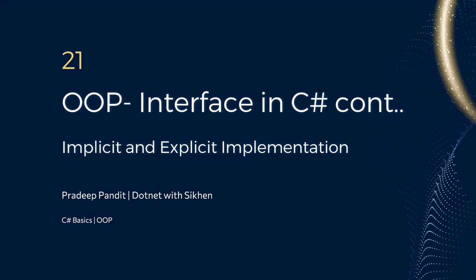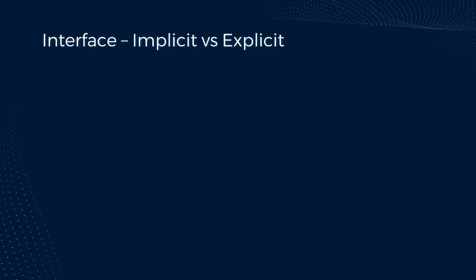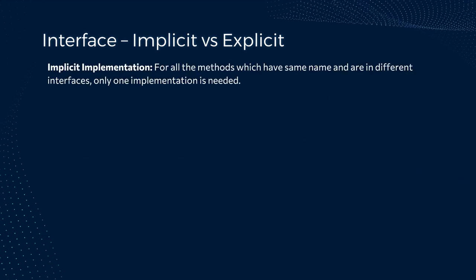So today we will continue with interfaces and see the different ways of implementing interface members. So let's get started. Implicit versus explicit. Implicit implementation: for all the methods which have the same name and are in different interfaces, only one implementation is needed. So what does it mean?